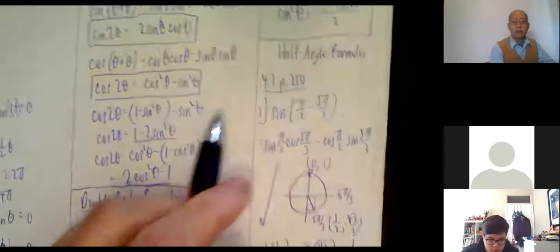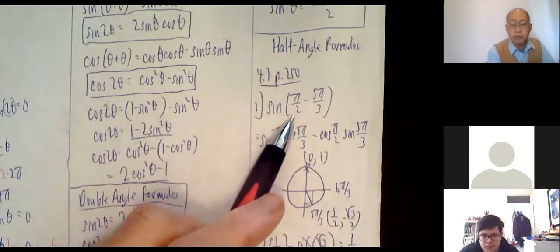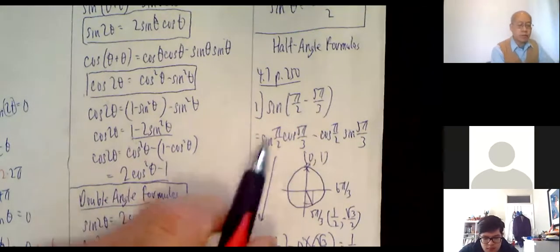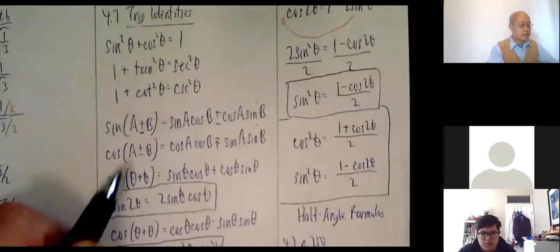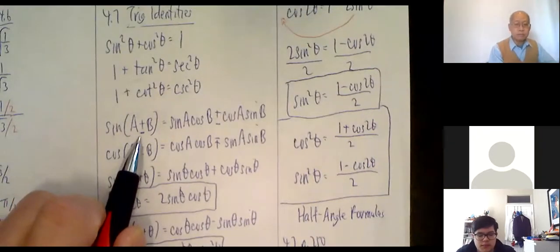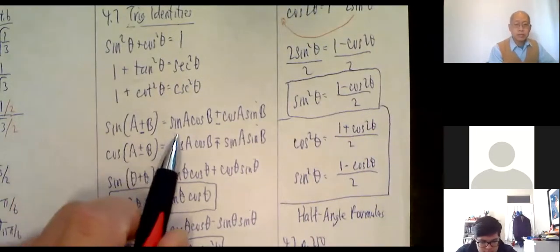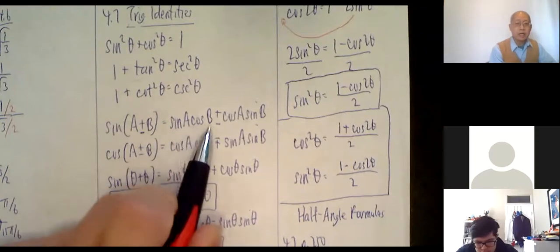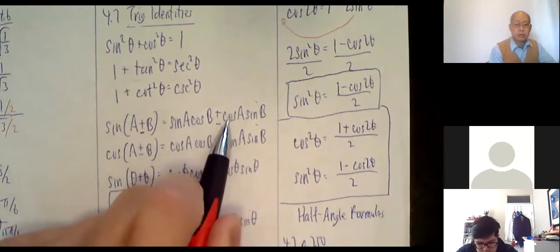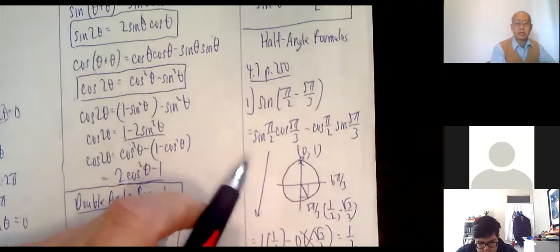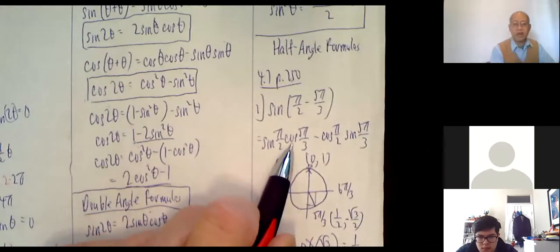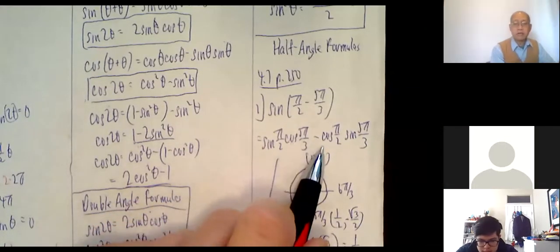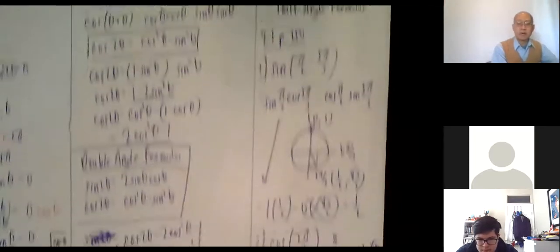All right, so number 1, sine of pi over 2 minus 5 pi over 3. Okay, so that's the sine of a difference. That looks like this one. So it's sine of the first, cosine of the second, minus the other way around, cosine of the first, sine of the second. So plugging everything in, sine of pi over 2, cosine of 5 pi over 3, minus cosine of pi over 2, sine of 5 pi over 3.